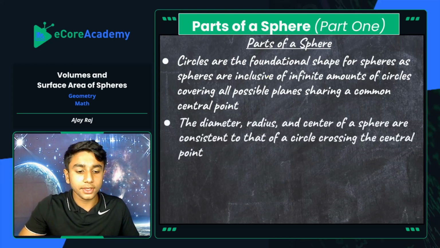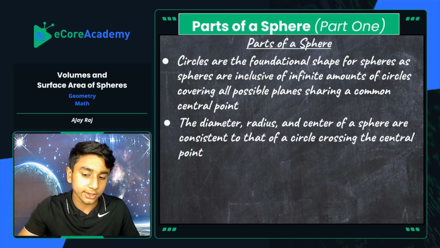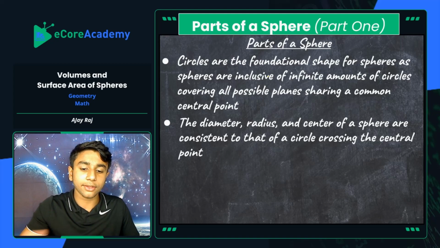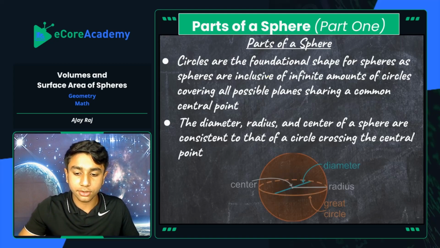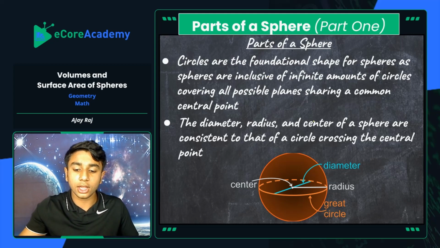And then, of course, you have the diameter, radius, and center of a sphere that are consistent to that of a circle, because we have our diameter of a circle and radius of a circle. Diameter is the length across a circle. Radius is the distance from the center of a circle, like I'm showing you here. Blue is the diameter, so it's the entire length of your given circle, the central circle.